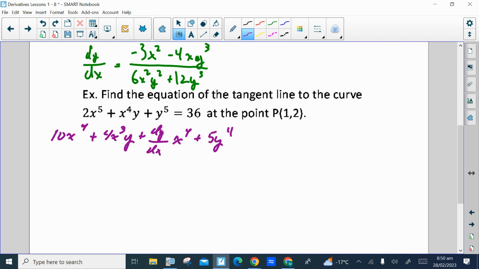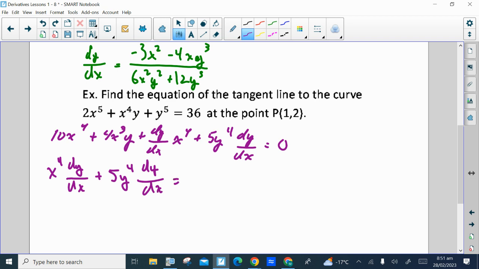The first step is using the power law. The second step is the derivative of what's inside the bracket. The derivative of y, again, is dy by dx. And on the right side, the derivative of a constant is 0. So we need to get dy by dx by itself. So all the terms involving dy by dx we'll keep on the left side. Everything else will go to the right side.